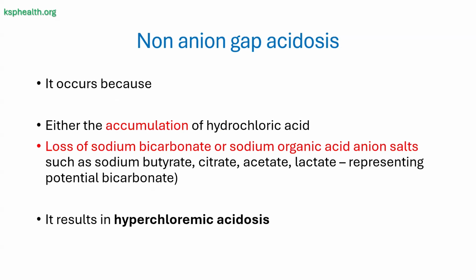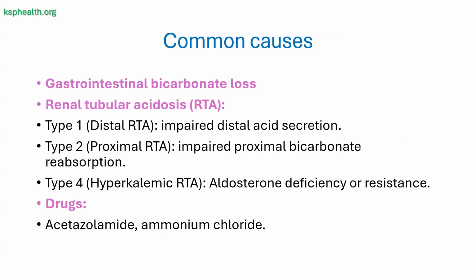What is non-anion gap acidosis? When the anion gap is between 8 to 12, but the bicarbonate is low. Either it happens because of accumulation of hydrochloric acid, or loss of sodium bicarbonate or sodium organic acid anion salts such as sodium butyrate, citrate, acetate, lactate. It results in hyperchloremic acidosis. Non-anion gap acidosis invariably causes hyperchloremic acidosis.